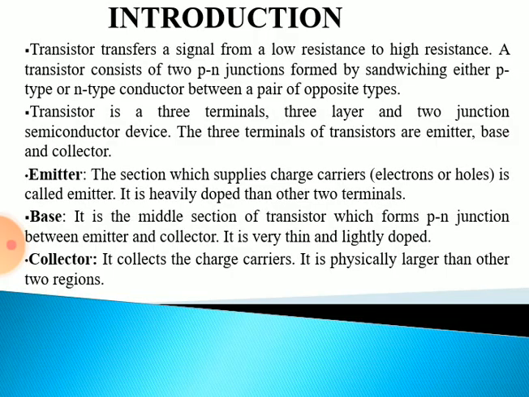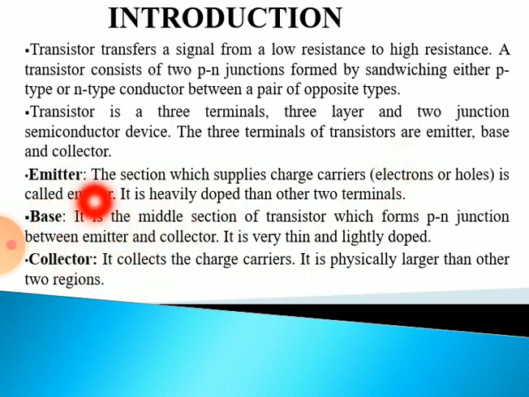Coming to the introduction, a transistor is basically a device which will transfer a signal from its low resistance to high resistance. It is also said that a transistor is a 3-terminal device, 3-layer, with 2 PN junctions formed by sandwiching either one p-type between two n-type or one n-type between two p-type semiconductors. As I said, your transistor is a 3-terminal device. The 3 terminals are emitter, base, collector.